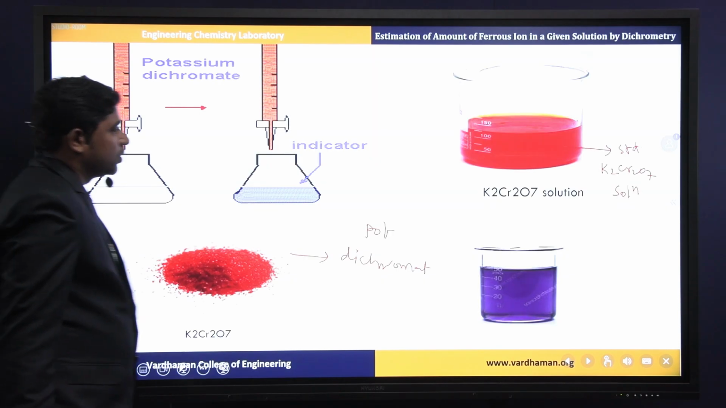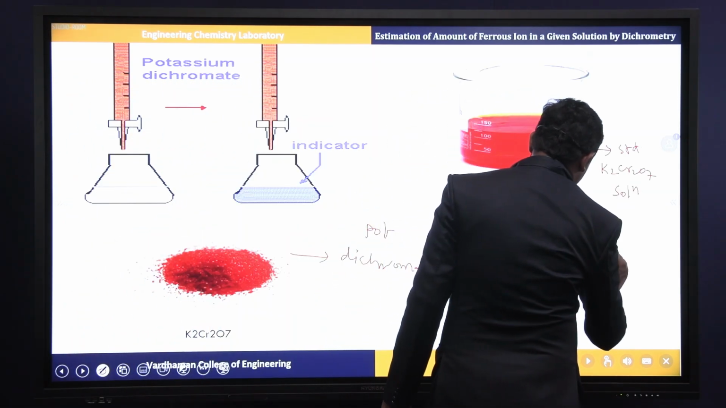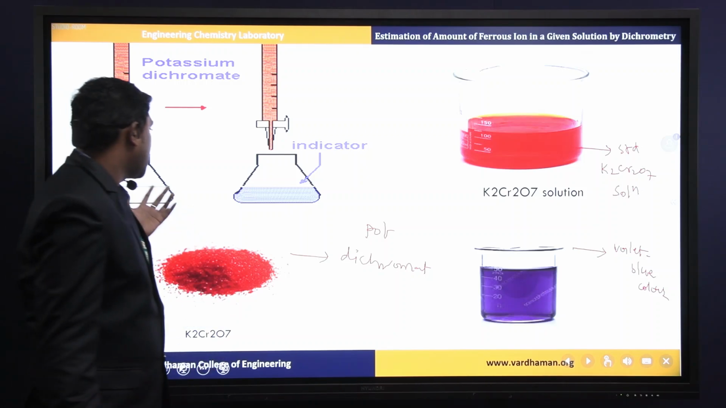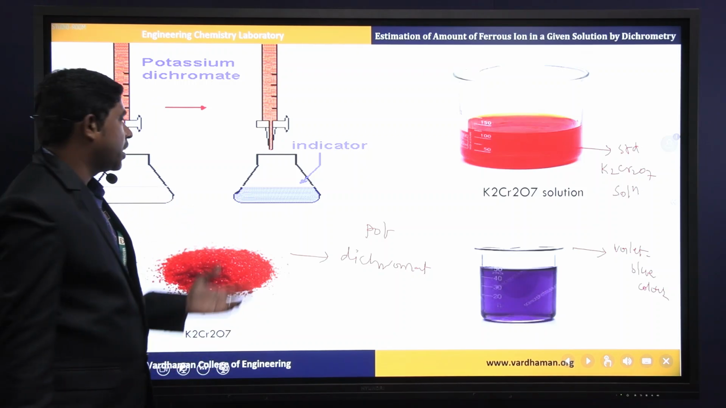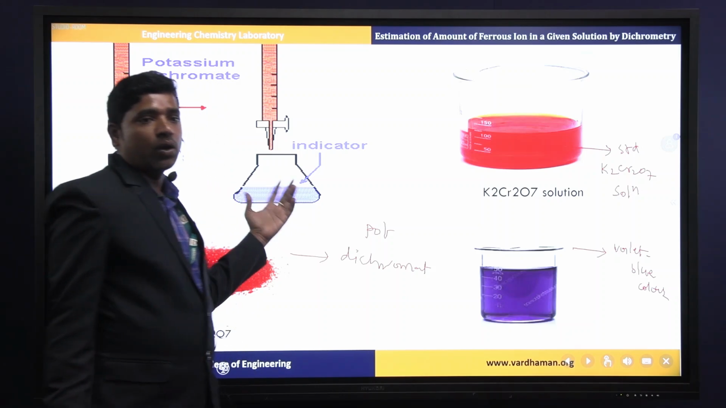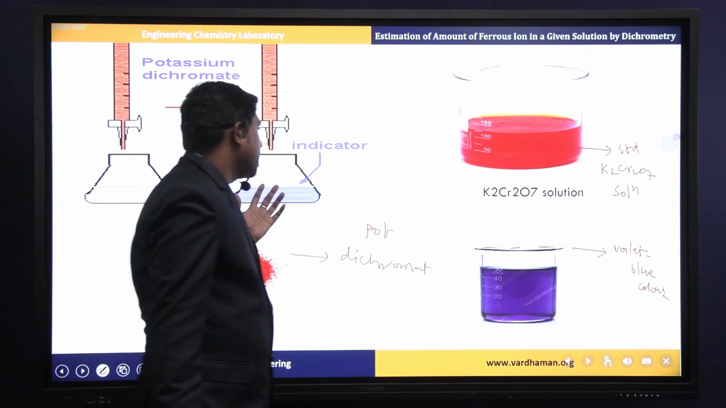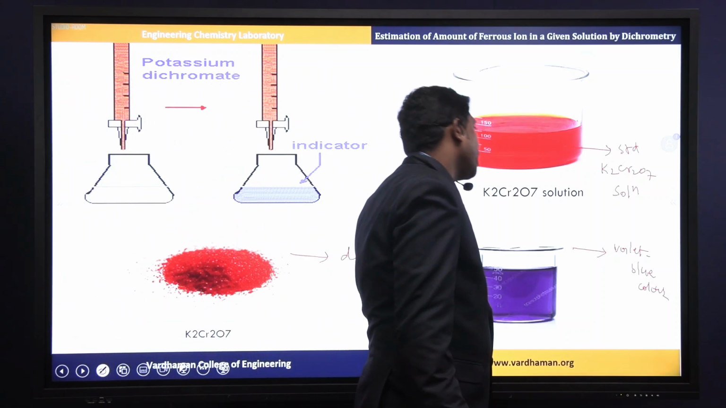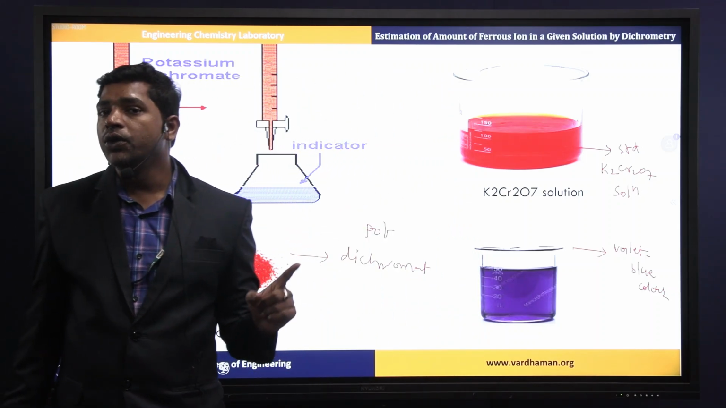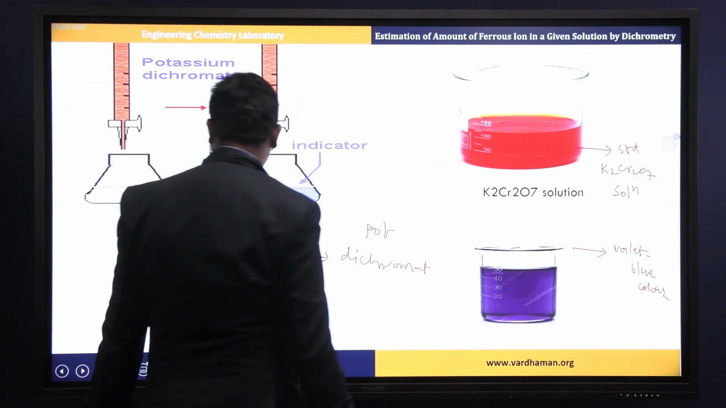At the end point we observe the violet blue color. Okay students, initially the colorless solution is titrated against the potassium dichromate solution until we observe the violet blue color. That violet blue color indicates the end point. When we observe it, we stop the titration and note down the burette reading.